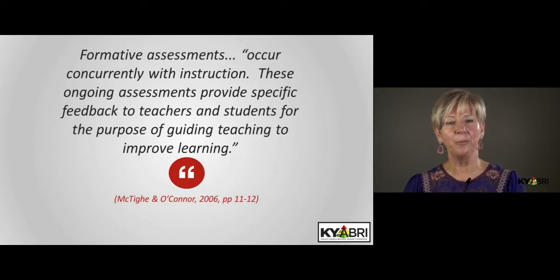Here you see a definition of formative assessment offered by McTeague and O'Connor. Note that some of the key words and phrases in this definition include the following. First, formative assessments occur concurrently with instruction. Example questions we should be continually asking ourselves as part of the formative assessment process include: where are students making errors? What misconceptions do students have? Why are students not engaged?